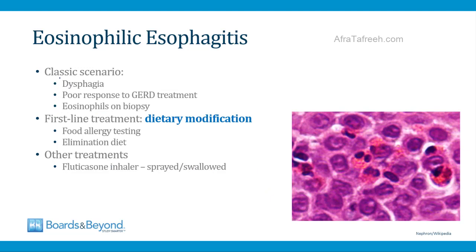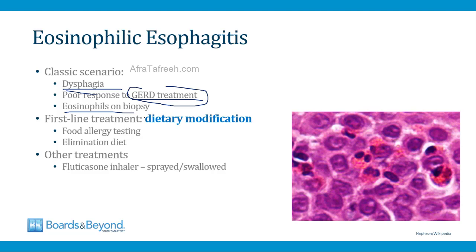The classic clinical scenario of eosinophilic esophagitis to know for your boards is a patient who has dysphagia and a poor response to GERD treatment with proton pump inhibitors. When patients initially develop eosinophilic esophagitis, they sometimes can appear to have GERD, but they won't respond to proton pump inhibitors because their inflammation is not caused by acid in the esophagus, it's caused by eosinophils. So in patients who don't respond well to GERD treatment and who have dysphagia, they are often referred for endoscopy, and when you do a biopsy, you will see evidence of eosinophils.